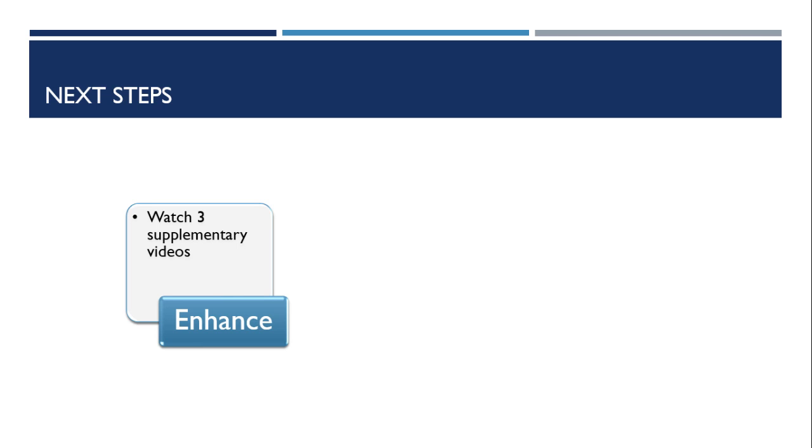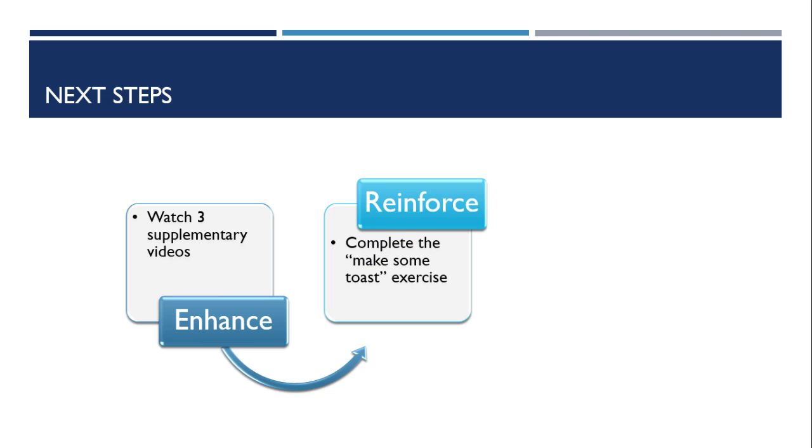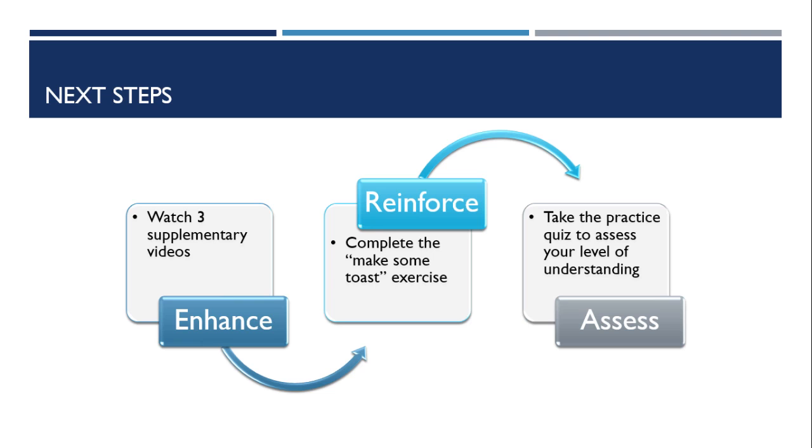Now that you have been introduced to the concept of observing processes and scoping potential process improvement initiatives, let's take a look at the next steps you should take to master this key concept. First, you will have the opportunity to enhance your learning by viewing 3 videos on the value stream, lean thinking, and observation sheets. Then, you can reinforce the concepts presented by completing an exercise where you are asked to make toast and document your observations. And finally, you will assess your learning by completing a practice quiz on this key topic.